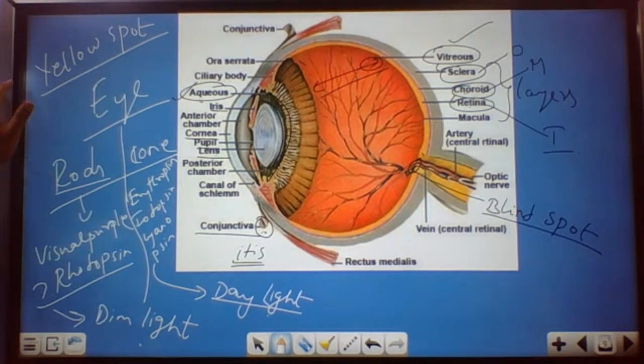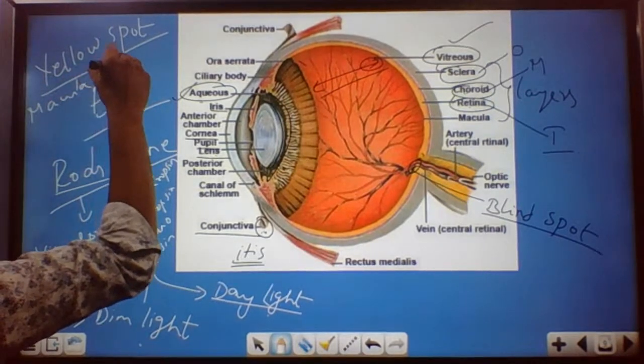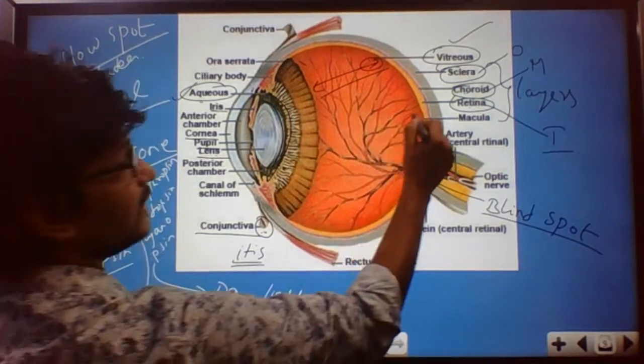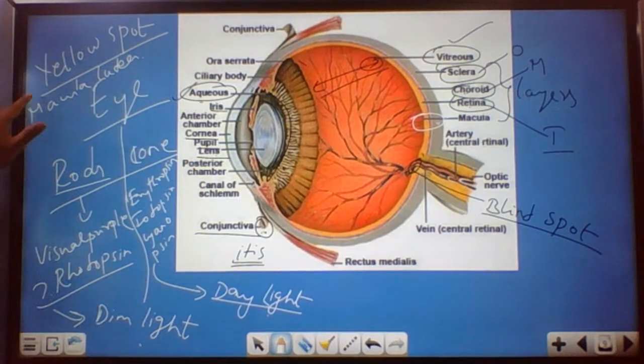Yellow spot. The region where the yellow spot is present is called the macula lutea. Can you see this region? The macula. In this region we could see the yellow spot. The yellow spot is present in the macula lutea.